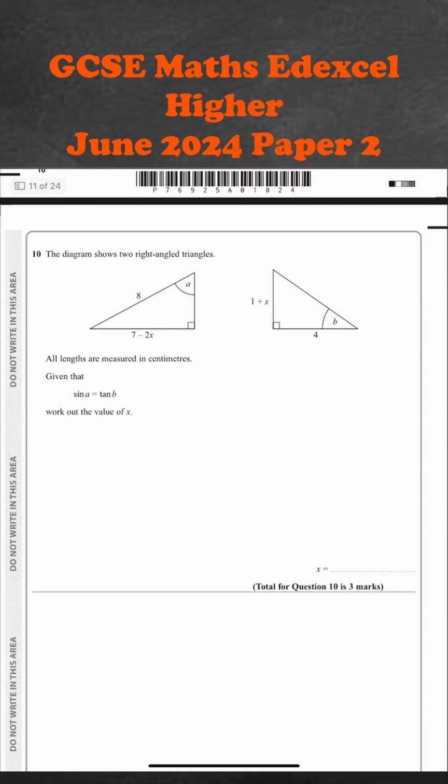Question number 10. The diagram shows 2 right-angled triangles. All lengths are measured in centimetres. Given that sine A equals tan B, work out the value of x. Sine A is going to be your opposite over your hypotenuse. So your opposite is opposite the angle, 7 minus 2x. Your hypotenuse is given to you as 8. Tan B is going to be your opposite the angle, 1 plus x, over your adjacent.